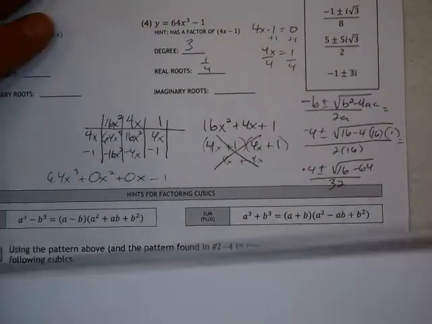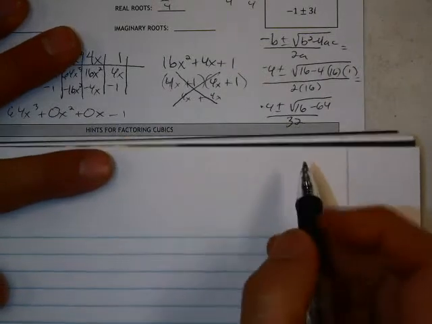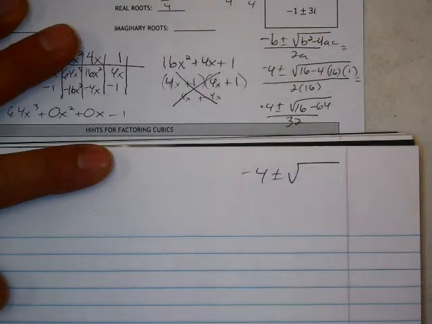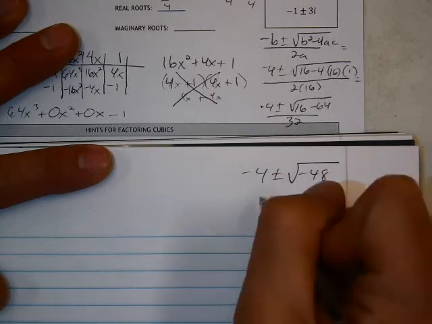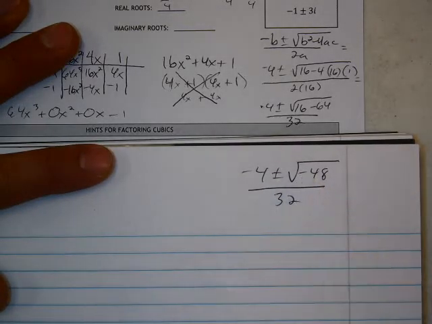And I'm going to go ahead and bring in my trusty notebook to continue from here. Negative 4 plus or minus, if I subtract 16 minus 64, that's going to give me a negative 48 over 32. Notice that we have a negative under the square root, which does mean we're going to get our i value. We're going to get the imaginary, because the square root of the negative gives us that imaginary number.